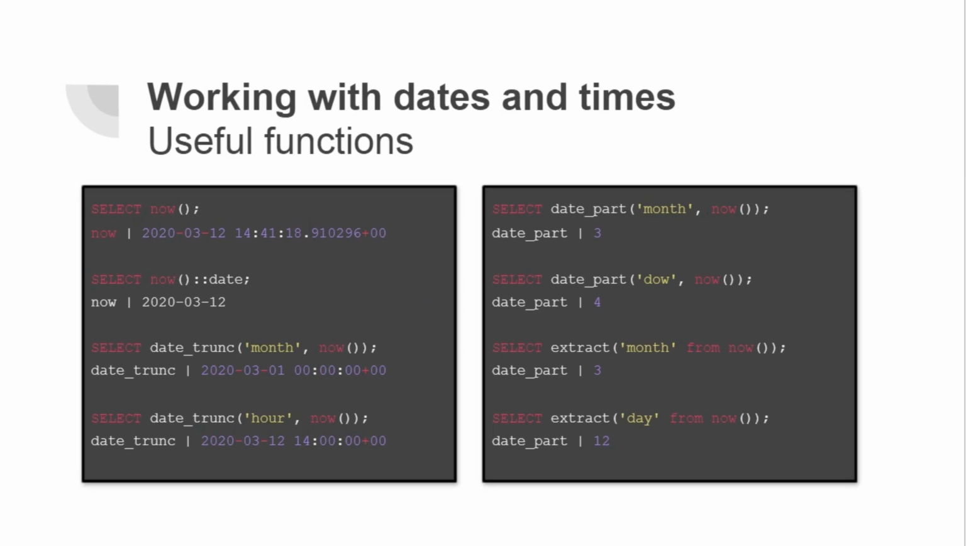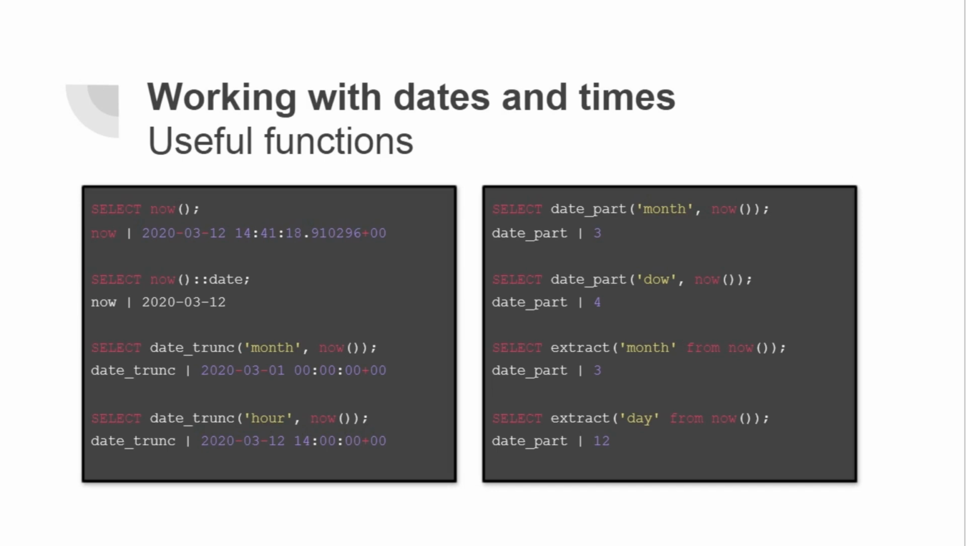Another useful function is date trunc. You would usually use this function in a group by when you want, for example, to get just the month of a certain date. You can see an example here. You do date trunc on now, you get the first day of the month. Okay. You can use different units. You can trunc to month, hour.